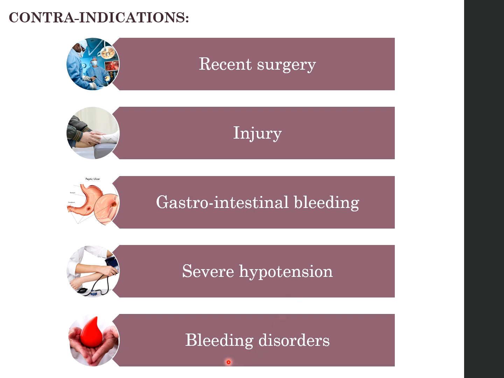Also in bleeding disorders like hemophilia, thrombolytics may increase the bleeding. So we should avoid them in recent surgery, injury, gastrointestinal bleeding and bleeding disorders, to avoid excessive bleeding. And in severe hypotension we should not use thrombolytics because they have a side effect of hypotension.